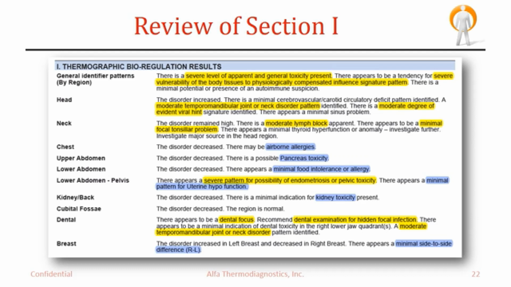So then in the head, we see a minimal cerebrovascular, so this is circulation to the brain, a moderate TMJ, well, you saw that in the side difference, moderate degree of viral hint. So I might ask for a history of viruses, and I would also include that in my strategy. Do you happen to know if she's had any of the shingles or Epstein-Barr? I don't know that.